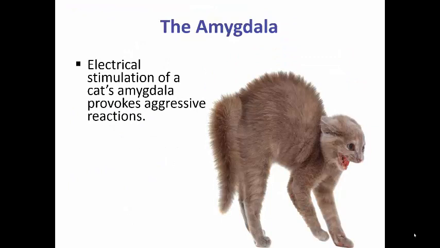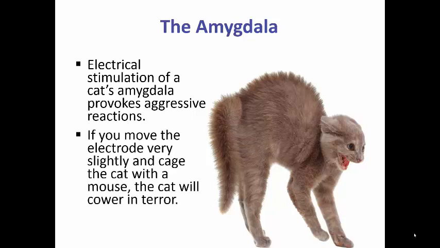So if the amygdala is stimulated in cats, it provokes a very aggressive reaction, as shown on the right. And if you move the electrode very slightly and cage the cat with a mouse, the cat will cower in terror. So you can see that you can go from aggression and fear, and it's all located within that same area.